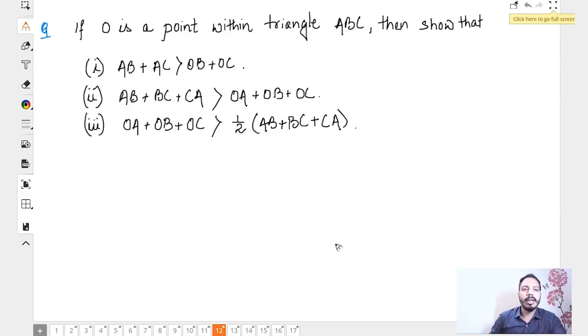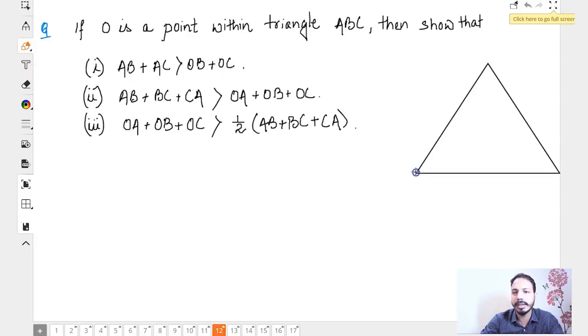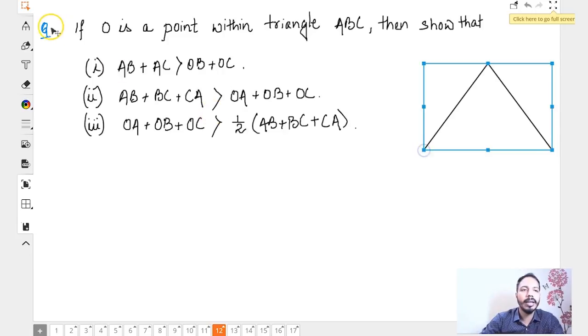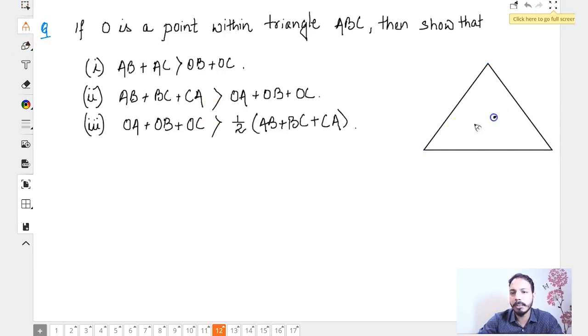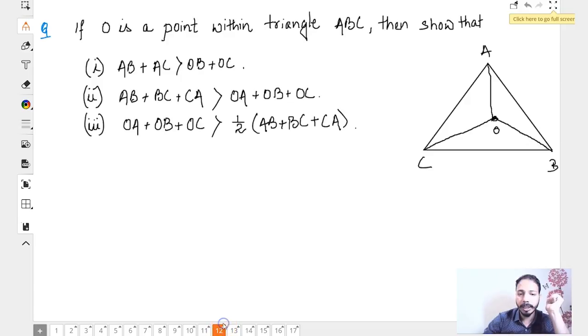For example, a question may come in this way, that O is a point within a triangle ABC. That means if I have a triangle, say ABC, and O is any point in between them, and I join these 3 points, so this is O and this is A and B and C. So what are the things that I can say here? Now what are the inequalities that I know?